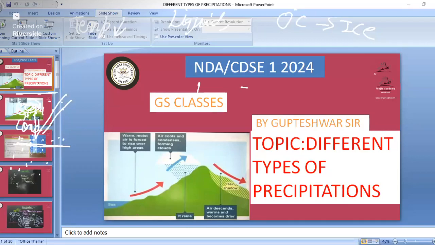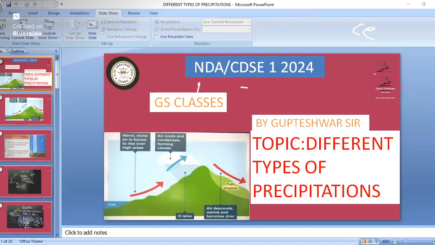The process of continuous condensation in air helps the condensed particles to grow in size. This is how precipitation happens. That condensed part will start becoming bigger, and after that, due to gravity pull, when they are not able to suspend themselves in the upper part, they will start falling down as rain, or as snow, or as sleet, or as hailstorm. That is known as precipitation. So we have different types of precipitation.